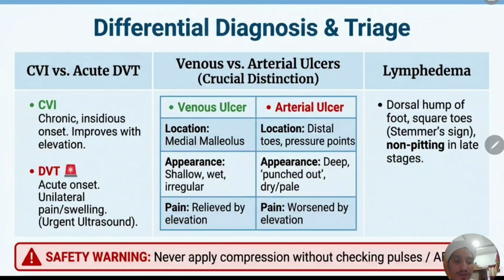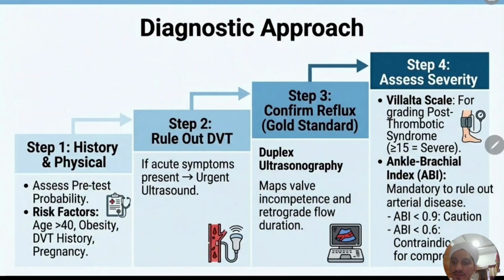Okay. Moving forward. How do you diagnose? This is important. Step 1, you will take a history and physical examination. Assess the pretest probability, and the risk factors you should keep in mind. Age more than 40 years, obesity, history of deep venous thrombosis, history of pregnancy, and family history is also an important thing here. So age more than 40 years, obese patient, pregnant lady, history of deep venous thrombosis, all these are risk factors for this.